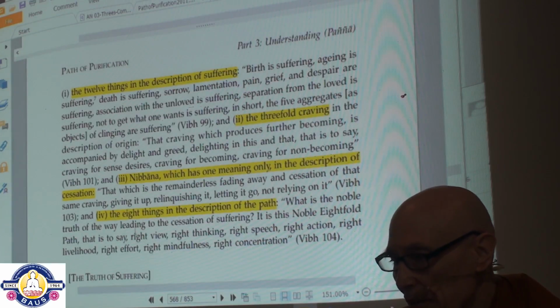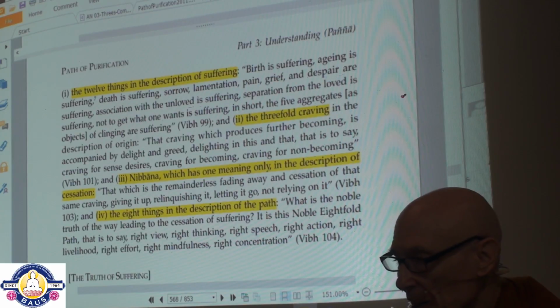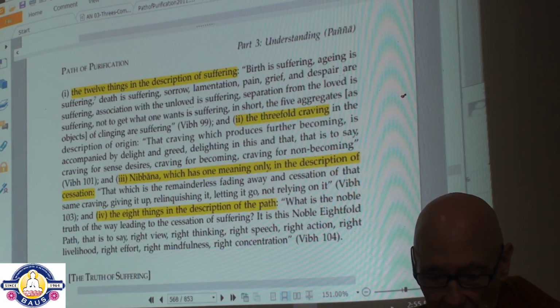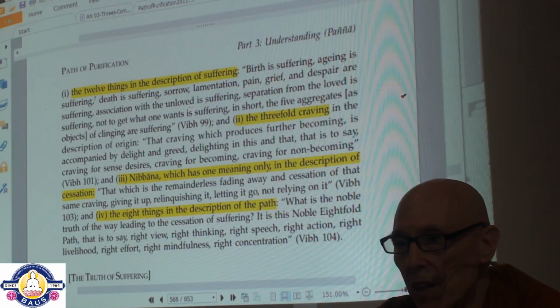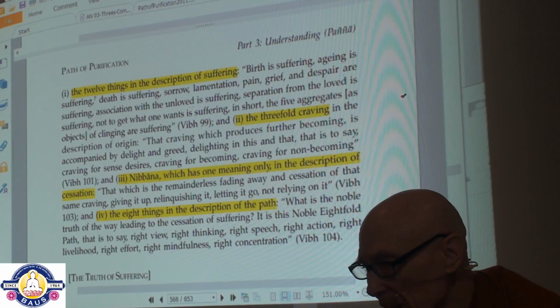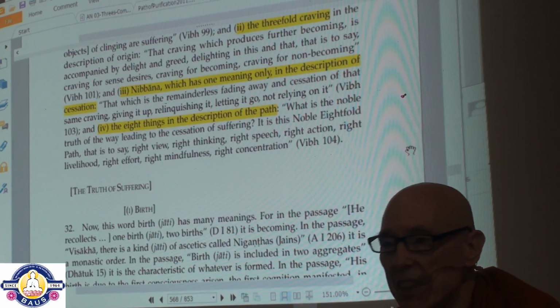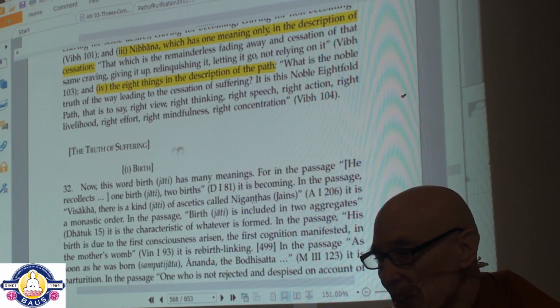Okay, so those are the 8 factors from right view through right concentration. That gives us a broad overview of some of the main aspects of the Four Noble Truths in general, the general perspective on the Four Noble Truths. Now we're going to come into the discussion of each of the Four Noble Truths individually. So we start with the truth of dukkha, the first noble truth.